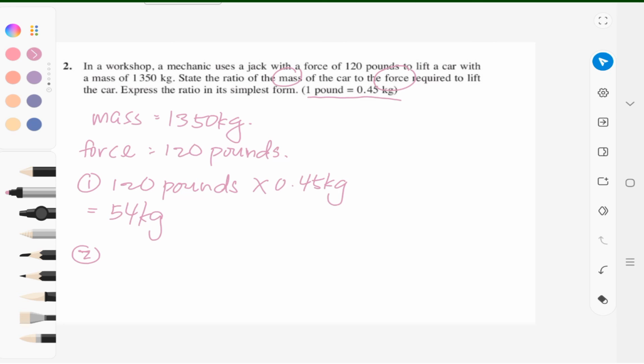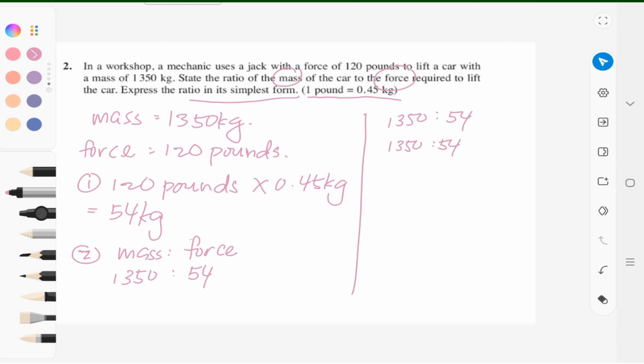Then we form the ratio, which is mass to force, equals 1350 to 54. The next step is to make it into its simplest form. The fastest way is to take 1350 divided by 54, which equals 25, which means our answer will be 25 to 1.